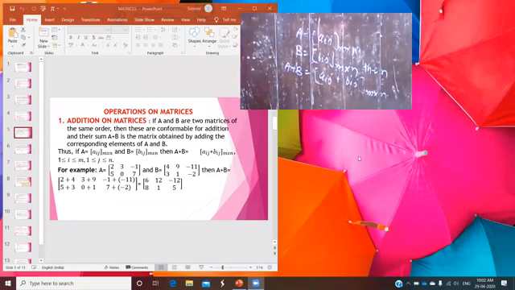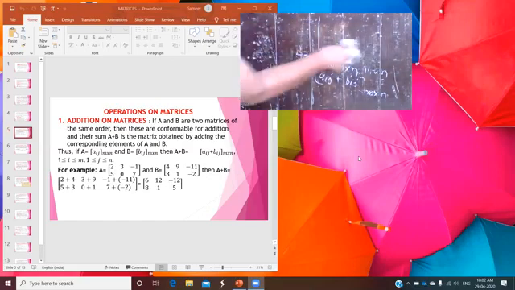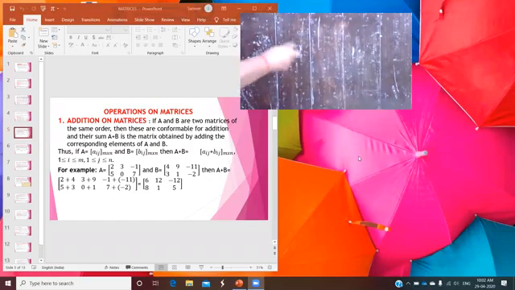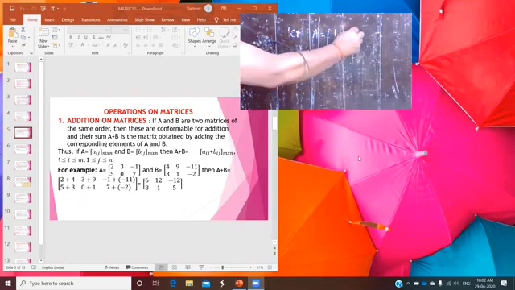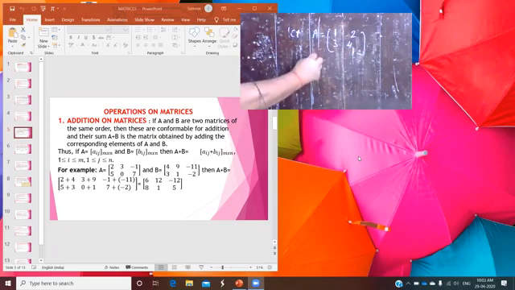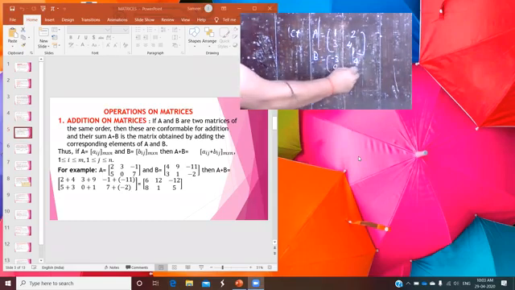So the addition of two matrices is defined as follows: first, their orders must be the same, and second, you have to add the corresponding elements of the matrices. For example, let matrix A be 1 2 3 4, and the other matrix B be -3 4 0 and 5.